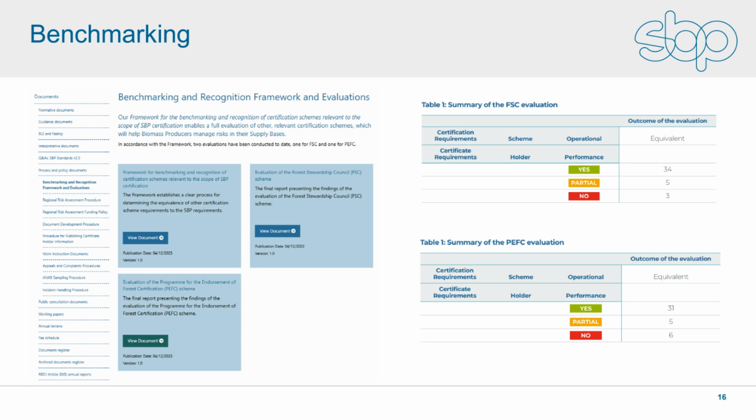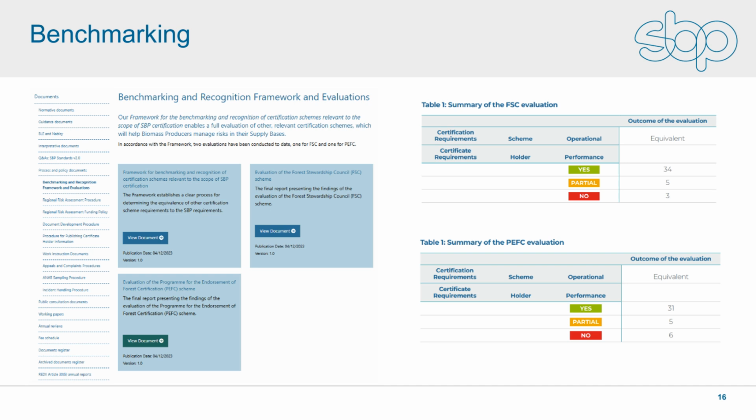SBP has developed a benchmarking and recognition framework. You can see it on the left of the slide. It is available on the SBP website under normative documents. The framework sets out a clear, transparent process for evaluating other certification schemes against SBP requirements. To date, two evaluations have been completed, one for FSC and one for PEFC. The two summary tables on the right show the outcomes of those evaluations.